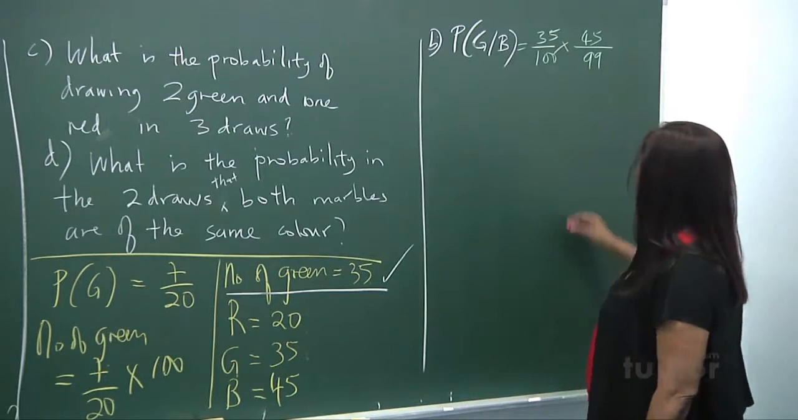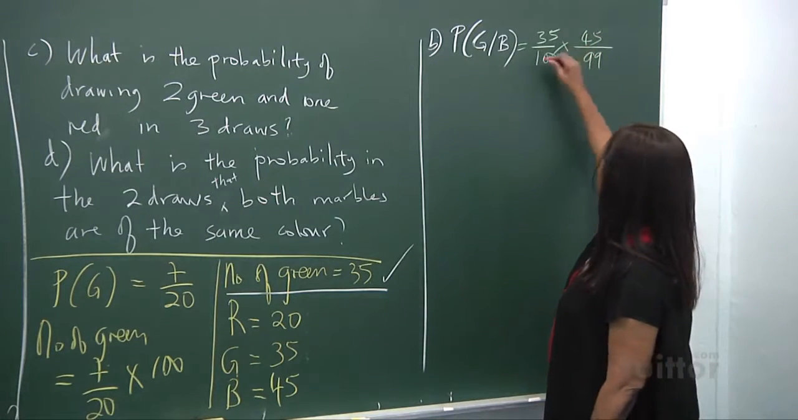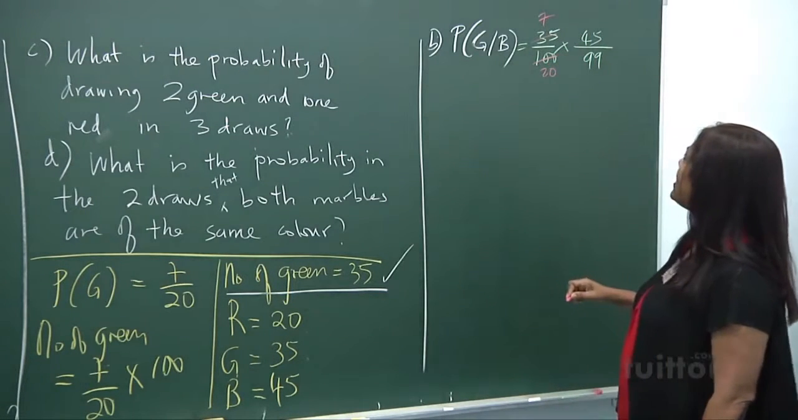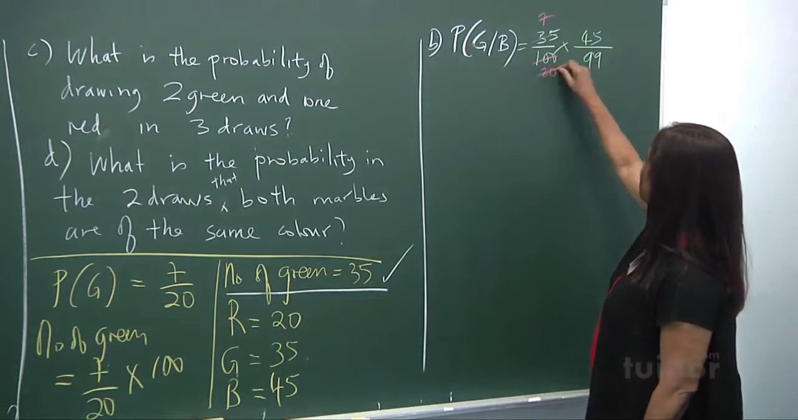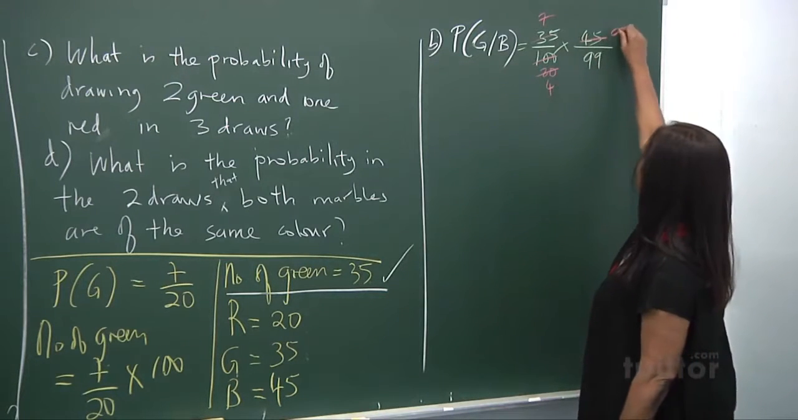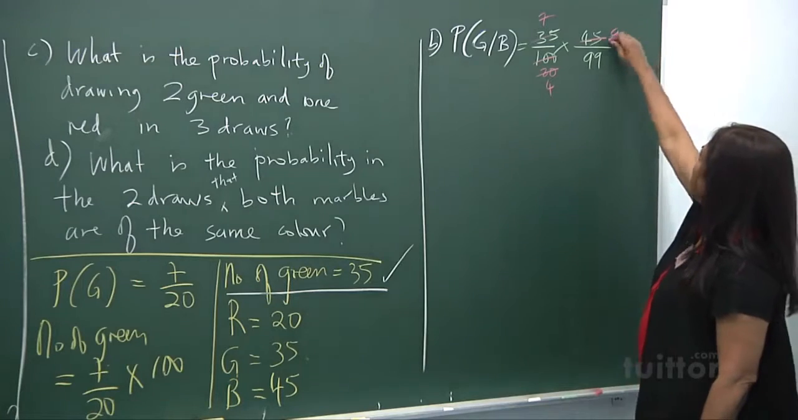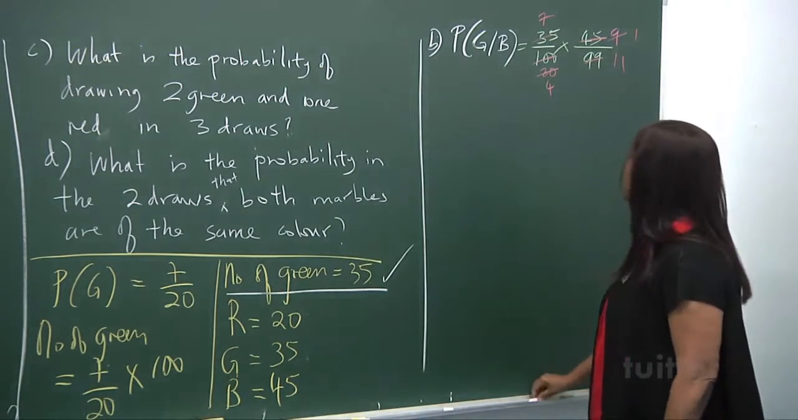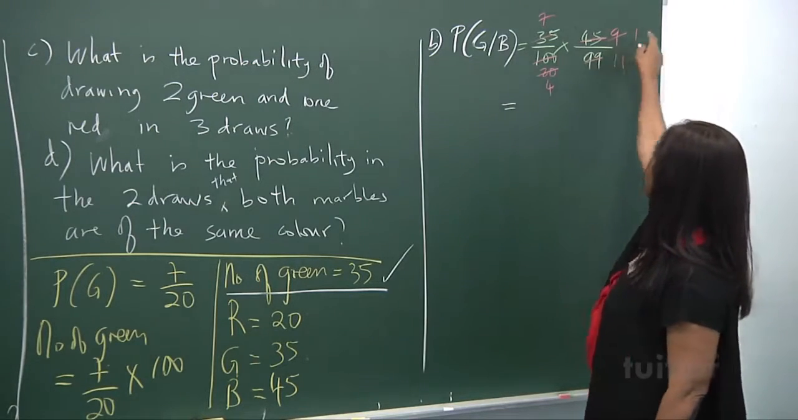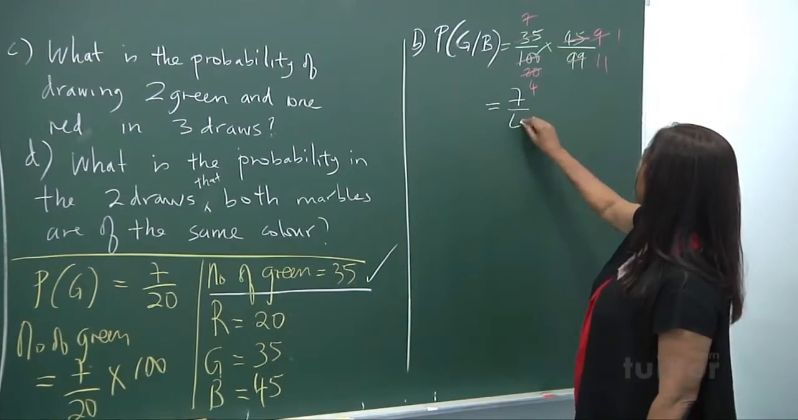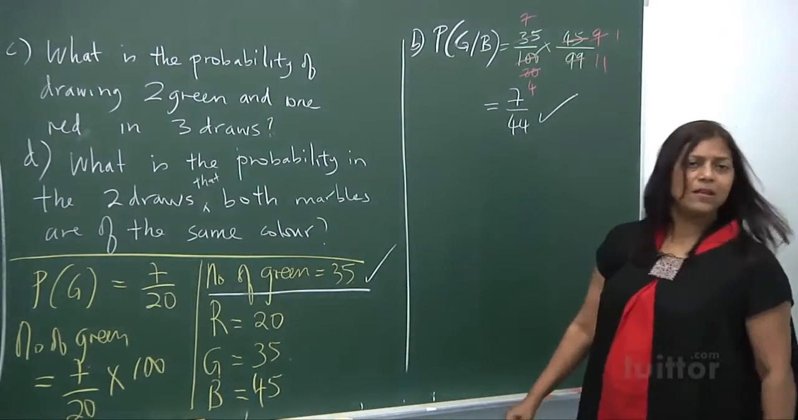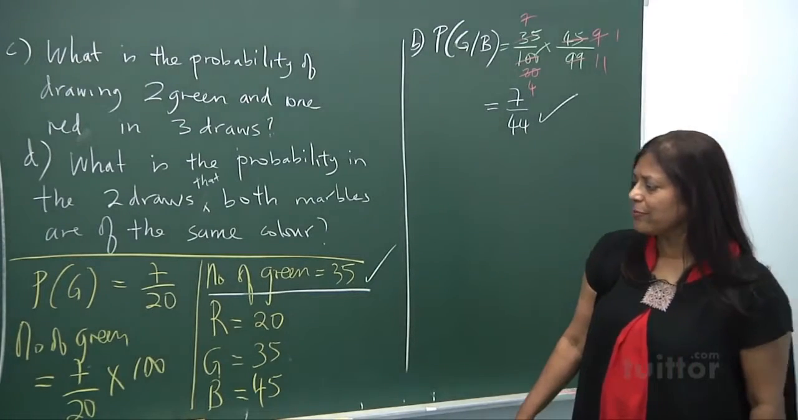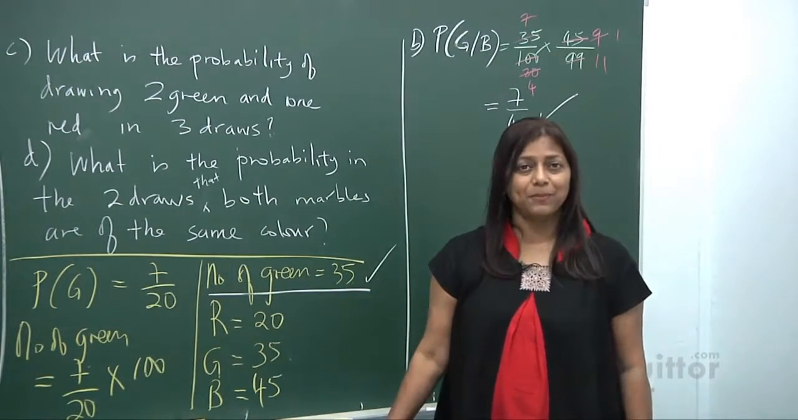Now, as I said, we try not to use calculators as much as we can. We divide by 5. This is 7. This is 20. We divide by 5 again. This is 4. This is 9. Divide by 9. 1 upon 11. So the probability is 7 times 1, 7. 4 times 11, 7 over 44, right? The probability that she would get a green followed by a blue.